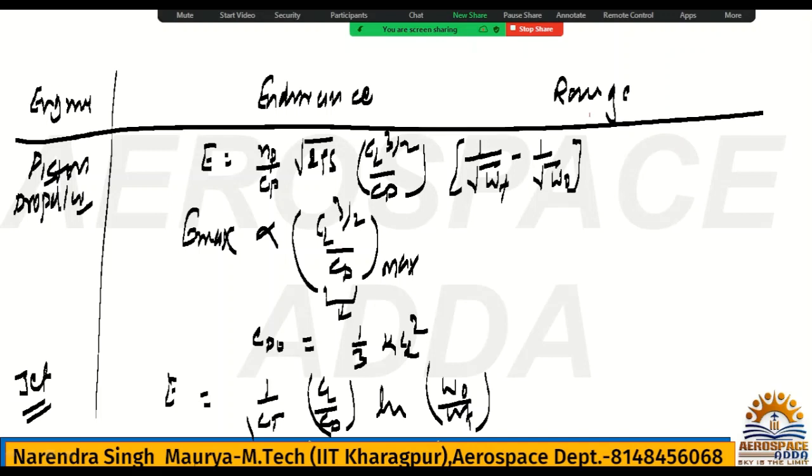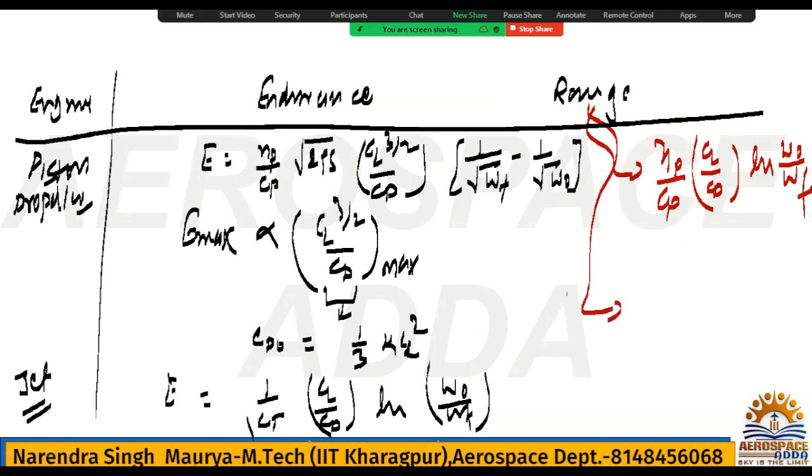So what will be the piston prop range? That formula will be eta p, again propeller efficiency, divided by Cp, CL by CD ln W naught by W. This is the formula for the range. Similarly, just make one page and remember this.